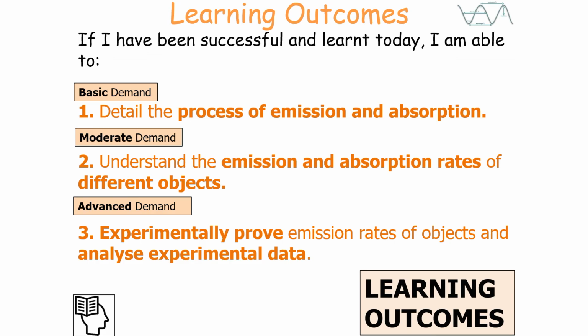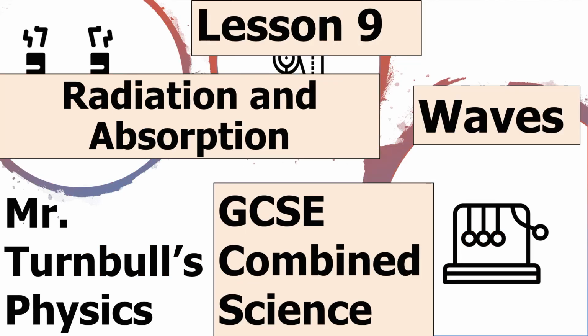So if we've been successful and we've learned in today's lesson, we can detail the process of emission and absorption, understand the emission and absorption rates of different objects, and experimentally prove emission rates of objects and analyse experimental data. So I hope you've enjoyed today's lesson where we've looked at radiation and absorption, which is part of the GCSE Combined Science subject of physics in the waves topic.